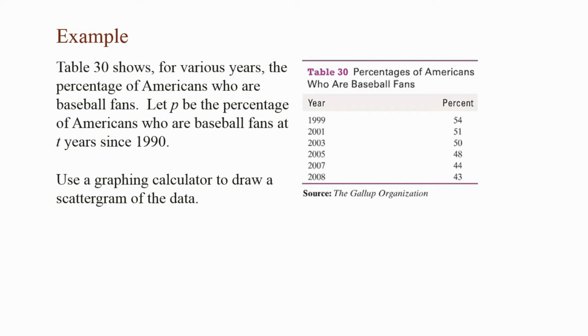2007, 44. 2008, 43. In order to graph a scattergram of the data, we need to find T and P. T represents the years since 1990. So for 1999, T is 9. For 2001, T is 11. For 2003, T is 13. For 2005, T is 15. For 2007, T is 17. And for 2008, T is 18. Percent we can just use as P.